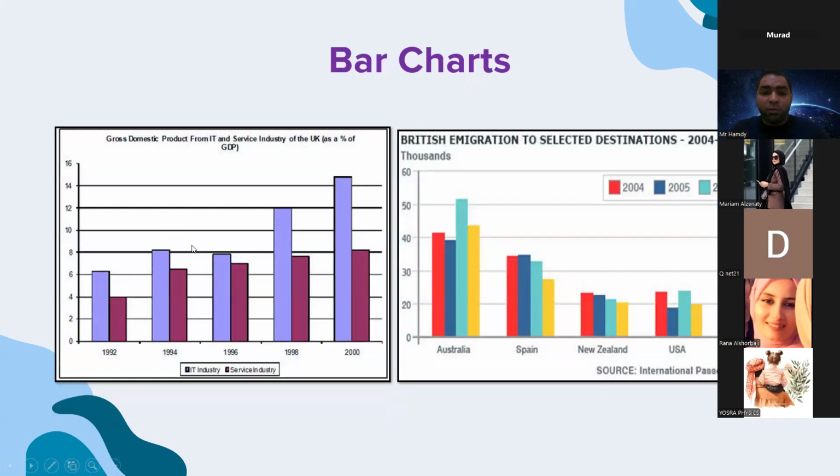Okay, we have this one on the left and this one on the right. Colored columns. Great. Yes, and also I want to remind you about the title. Always you have a title. This is the starting point that we will use to write about task one.